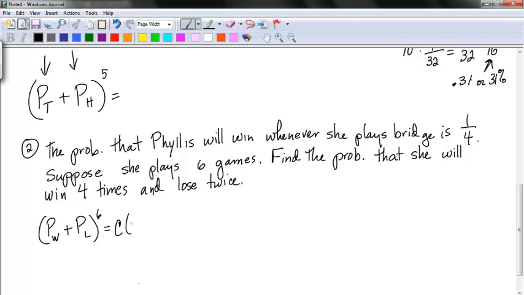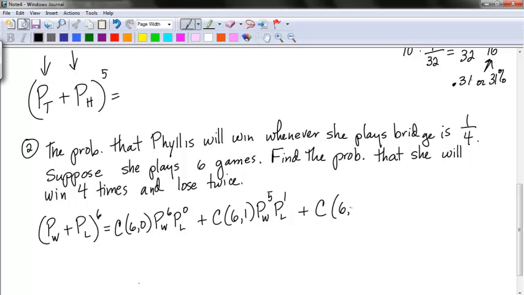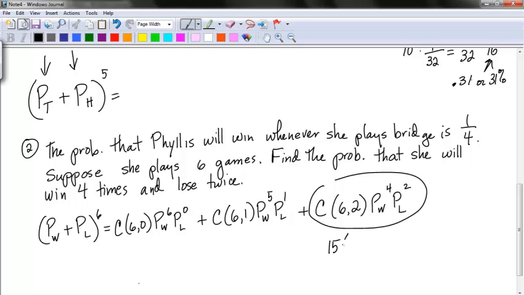So combinations 6, 0. Probability she wins 6. Probability she loses 0. Plus combinations 6, 1. Probability she wins 5. Probability she loses 1. Plus combinations 6, 2. Probability she wins 4. Probability she loses twice. And that's the only term that they're asking for. So now you look on your chart. Combination 6, 2, 15.